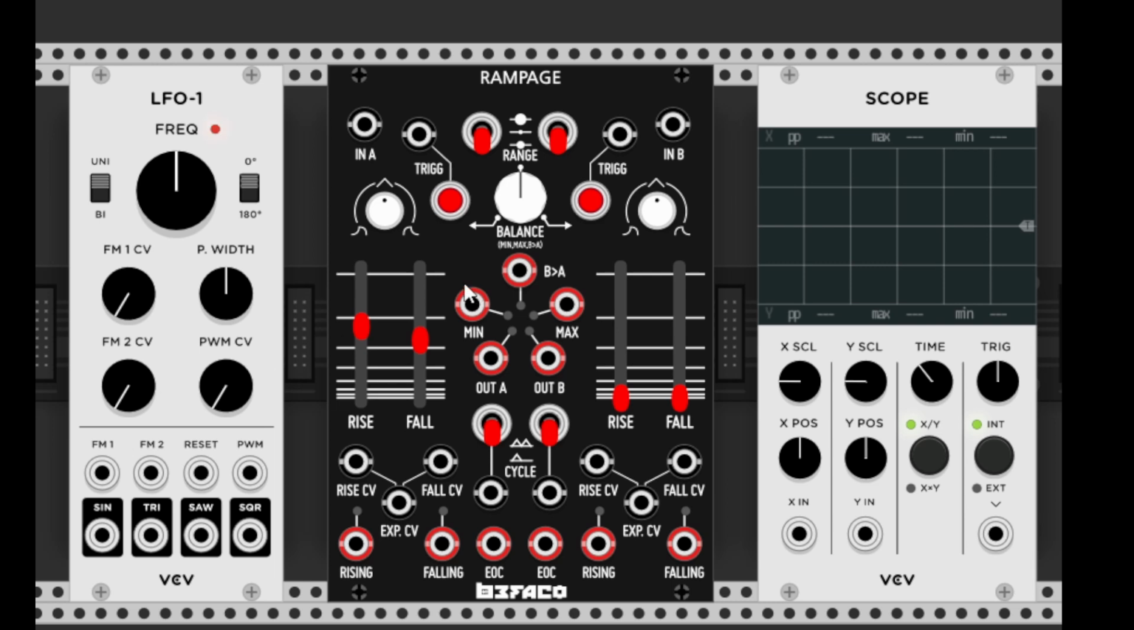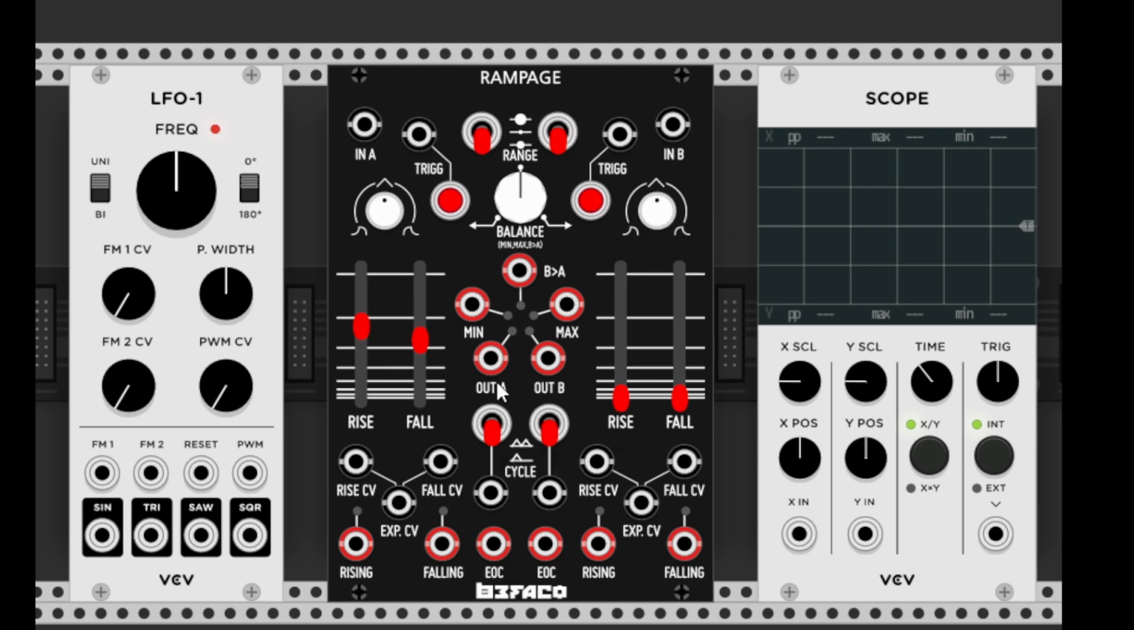Rampage now. Rampage is called a function generator. It can work as a slew limiter as well as a versatile envelope generator. It's a attack-decay envelope generator. It contains two independent units, one on the left and one on the right side. And let's go through it.